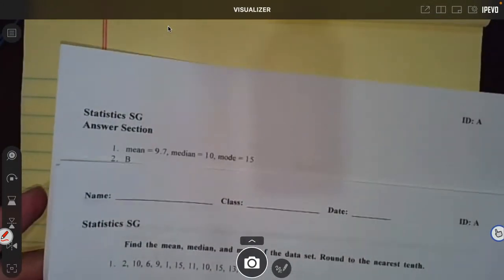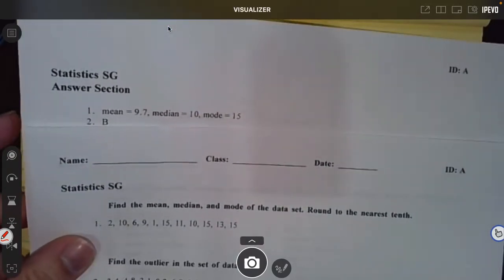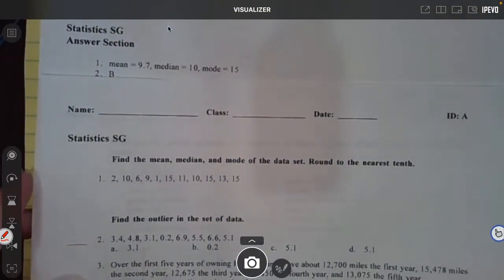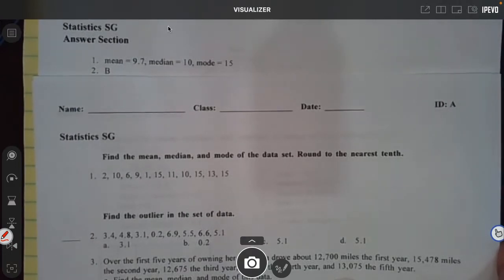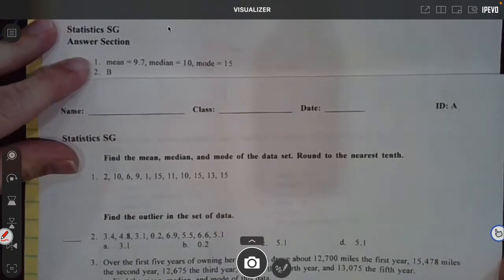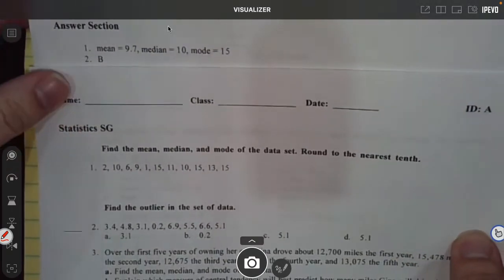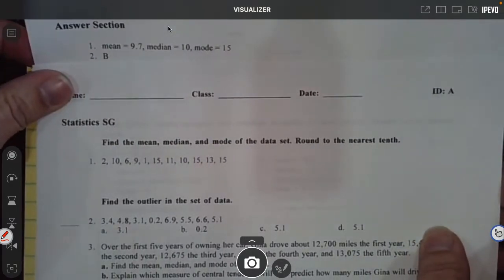Okay, I'll just do your answer for number 1 and see if you get it right. So the mean was 9.7. The median is 10, and the mode was 15. Yes, you had to put them in order to find the median. Any questions on number 1? I had no questions on number 2. Number 2 was B. It was, just find that number that was really far off. Okay, is everybody okay with B?